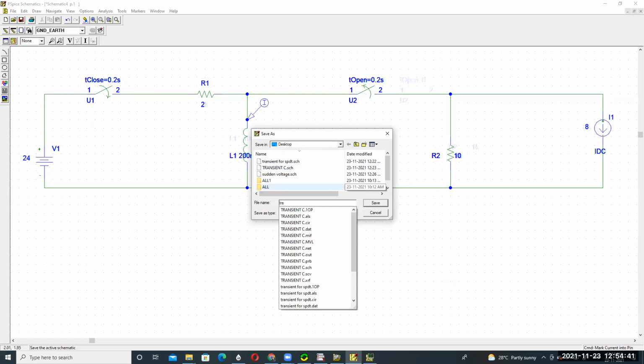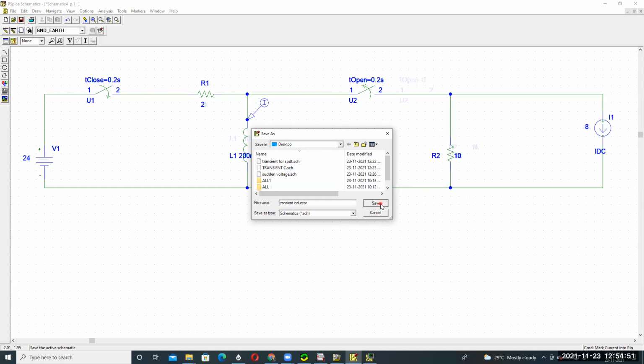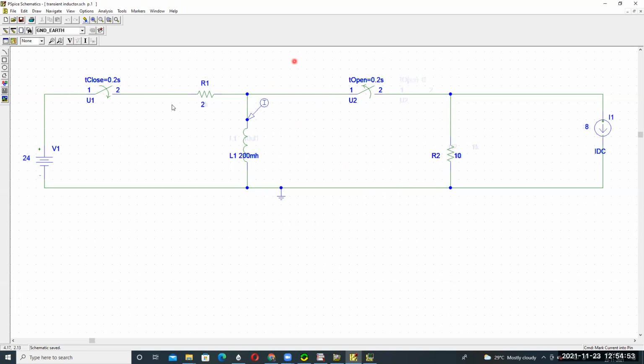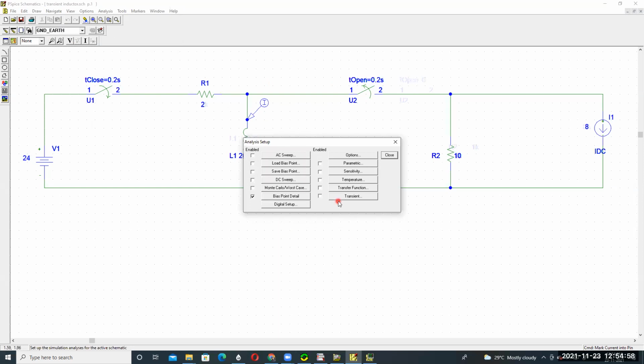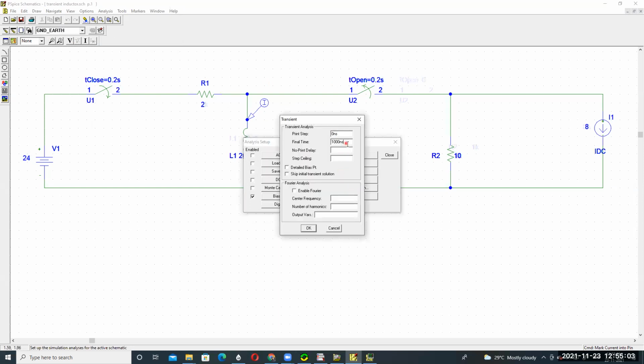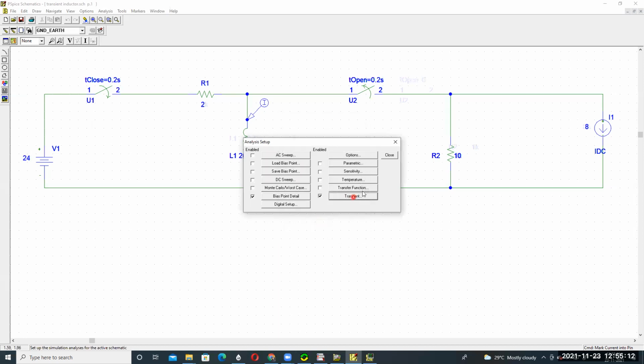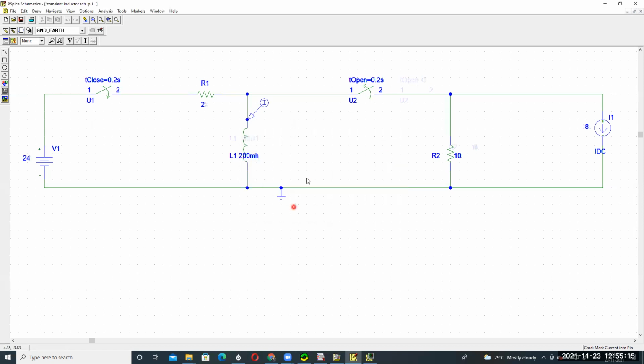Transient, inductor. Save. After save, go to analysis setup. Our final time is 0.2 seconds, so take 1 second. Okay, and then close, and then simulate.